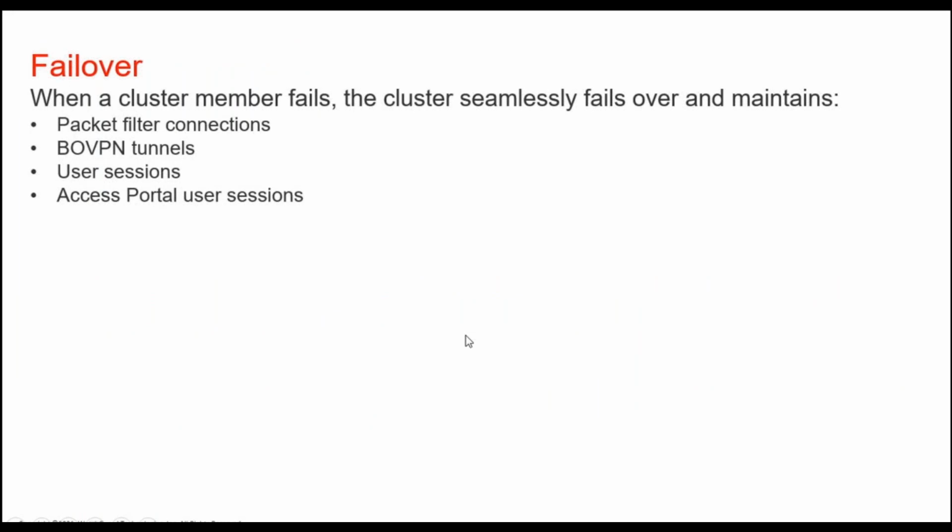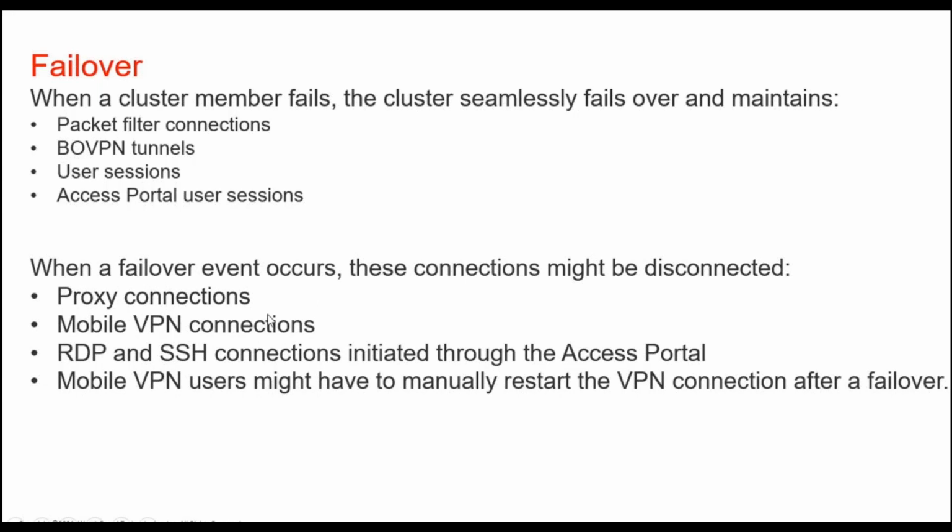Okay, so what about the criteria when it comes to failover, right? When a cluster member fails, the cluster seamlessly fails over and maintains the following: the packet filter connections, the site-to-site tunnels for VPN, the user sessions, the access portal user sessions. All of that is going to seamlessly fail over from the first to the second. But there are some things that will reset or disconnect, right? Even though the synchronization is there, for some of them you'll notice a drop for a couple of seconds, right?